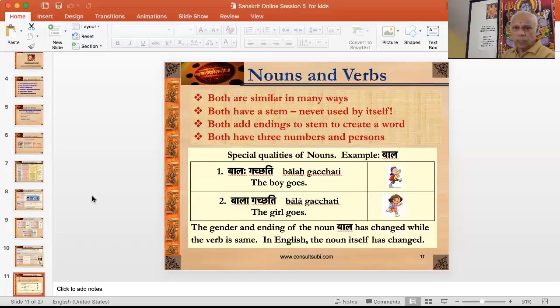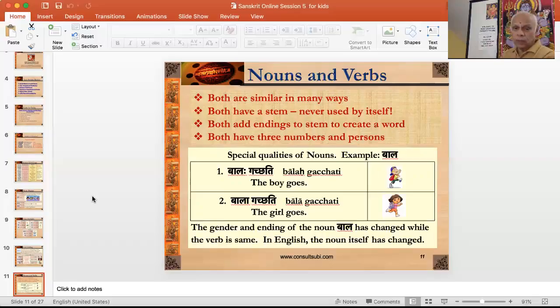Nouns and verbs, what is the difference? Both are similar in many ways. Both have a stem or a root, which is never used by itself. If you say kru, it's a root. If you say krutaha, it means a verb, done. If you say karyam, which is derived from kru, means work. So kru by itself is not used, but it is used as a root or a stem to build up either a noun or a verb. And both add endings to the stem to create a word, both noun and verb. And both have three numbers and persons.